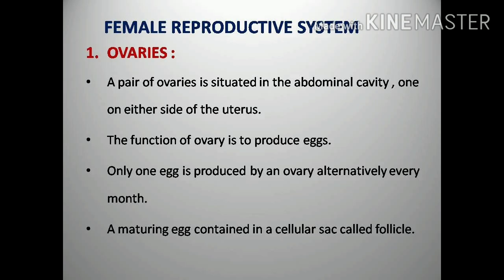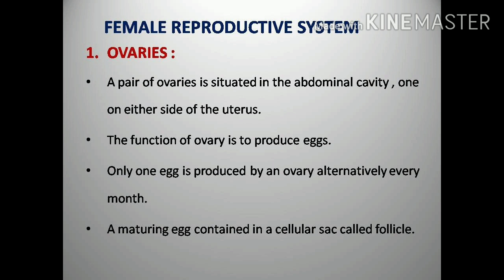First, we can study the female reproductive system. In the female reproductive system, we can see ovaries, oviduct, uterus, vagina and vulva. First one is ovaries. The ovaries are two whitish oval bodies.